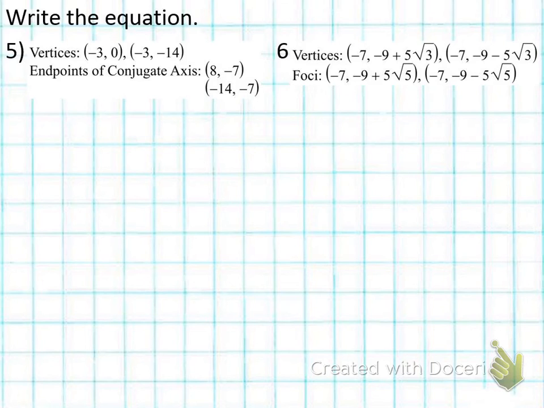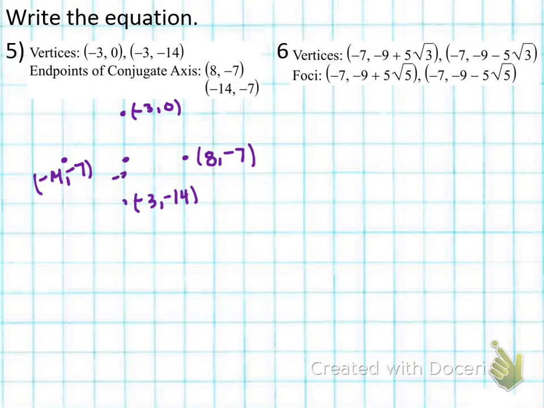So for number 5, you want to plot these points. It's going to look something like this. Again, you want to make that general T shape. It doesn't have to be exact. You know, the center is right here. It has to have the same x as the vertices and the same y as the endpoints, so you get this. Okay, finding the distance between there, the vertical distance b must be 7, and the horizontal distance a is 11.